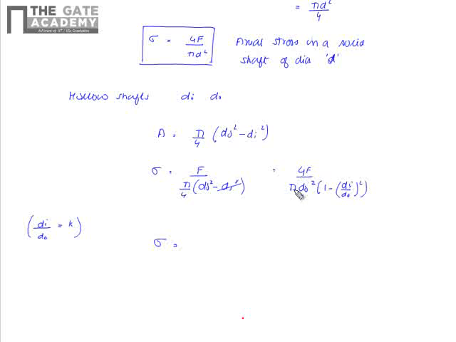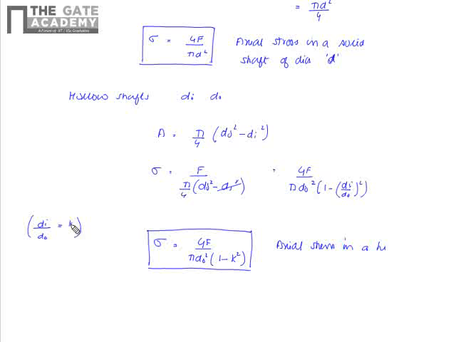So taking this above, we get 4F by pi do square into 1 minus di by do whole square, where we take the do outside and the ratio di by do is given as a parameter k. So we have the maximum axial stress coming in the shaft as 4F by pi do square into 1 minus k square. This is the axial stress in a hollow shaft of diameters di and do.